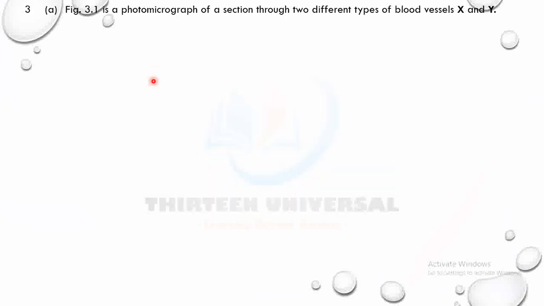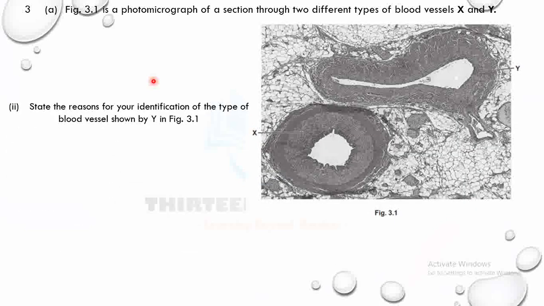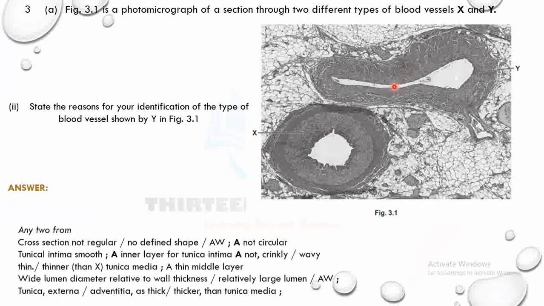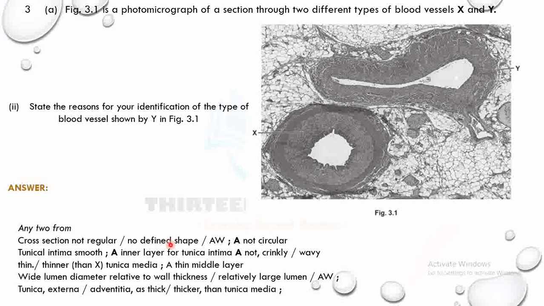This is the same question, part II. State the reasons for identification of the type of blood vessel shown. We have mentioned it. Pause the video and try it. Of course, this is vein because it has a thinner wall. This has a thicker wall. Small lumen, larger lumen. It has a regular, circular cross section. This has an irregular cross section. You can see that here, not a defined shape.